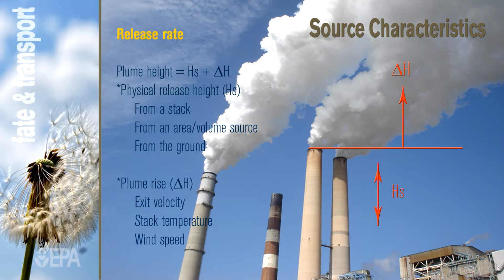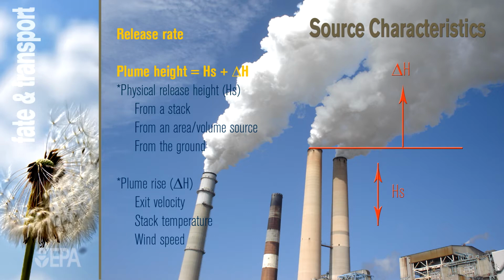Is it coming out hot? Is it coming out cold? Is it coming out with a large exit velocity? Is it coming out fast or slow? Those factors will weigh into how that plume actually gets dispersed. And we call the final portion of this plume height. So the plume height is actually made up of two components. The physical stack height, so how high the stack is where it's released. When it's released from the ground, that's a ground level source. The stack would be 0. When it's a 10-meter stack, we would call our stack 10 meters.